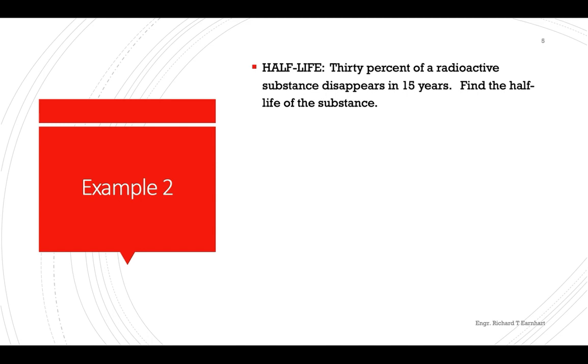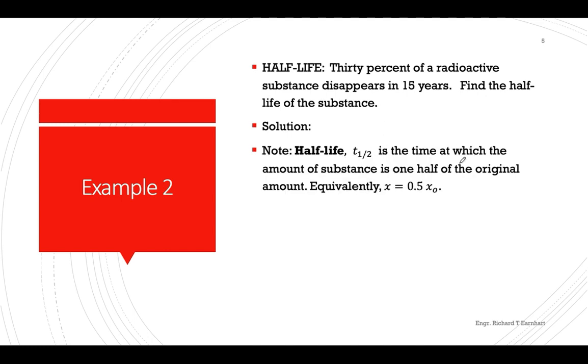Okay, let's have another example. 30% of a radioactive substance disappears in 15 years. Find the half-life of the substance. What is half-life? That is the time at which the amount of the substance is 1/2 of the original amount, or equivalently, x is represented by 0.5 times the initial amount or original amount.